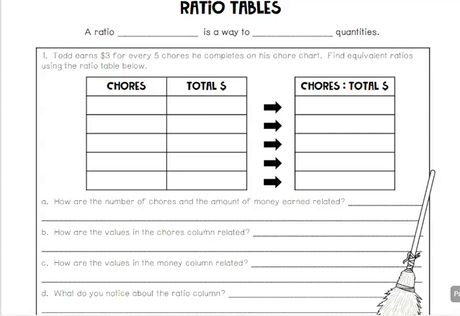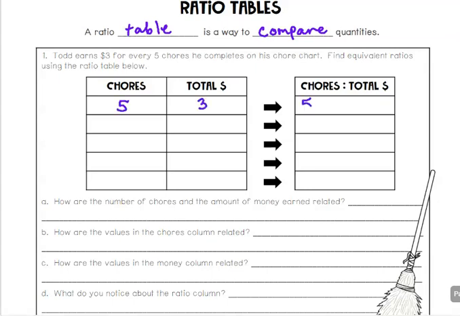All right, so today we are going to be talking about ratio tables. So remember that a ratio table is a way to compare quantities. So in this problem, it says Todd earns $3 for every 5 chores he completes on his chore chart. Find equivalent ratios using the table below. So if he completes 5 chores, he gets $3.